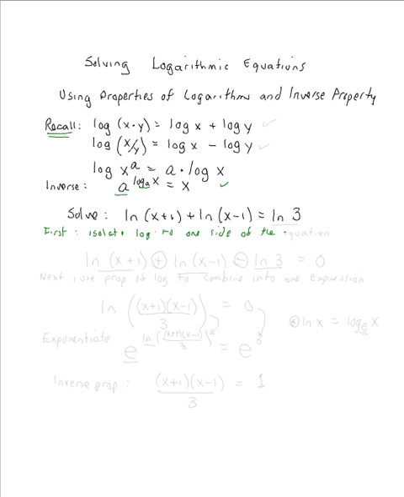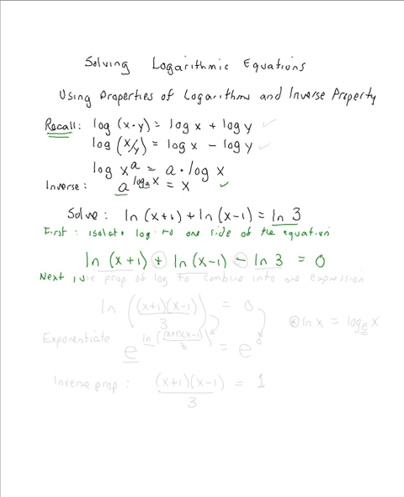Now luckily, here we have ln of 3, so I can just subtract that natural log to the left side. I will have natural log of x plus 1 plus the natural log of x minus 1 minus the natural log of 3 is equal to 0. Natural log of 3 is a number. If you could subtract 3 from both sides, you can certainly subtract natural log of 3 from both sides. Now we have all our logarithms on one side of the equation.